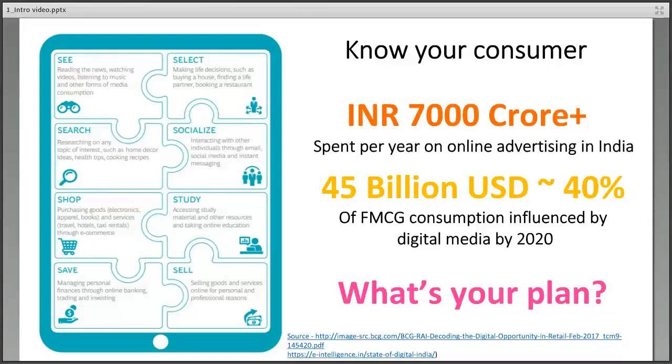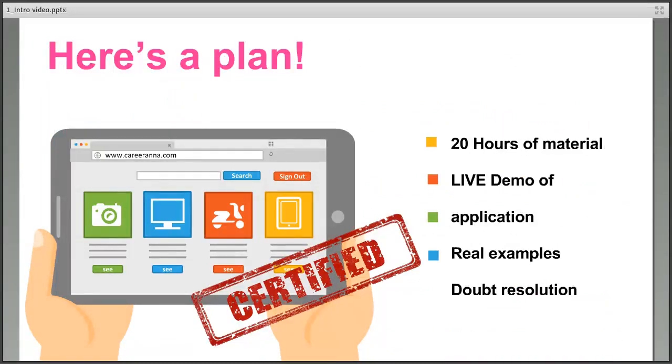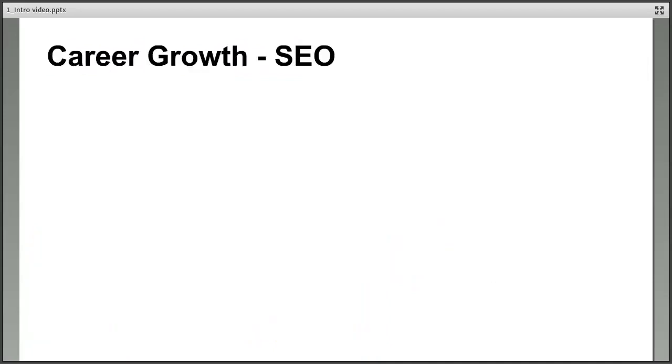Now that you know all these statistics about the number of users, number of customers who come online each day, amount spent on advertising, and also the internet penetration, what is your plan? How do you want to grow your business or your service or your offering to tap this immense potential of digital media? This is where you have a plan. We provide a certification with over 20 hours of material which will help you cover all the major aspects of digital marketing. There will be live demos of application of real examples, and there will be doubt resolution to make sure that the plan and the certification course is comprehensive.